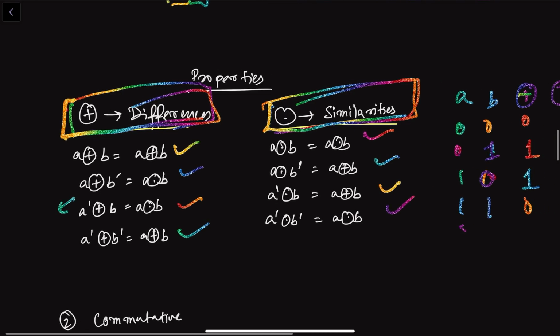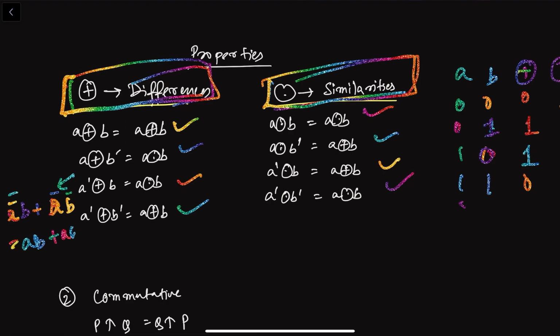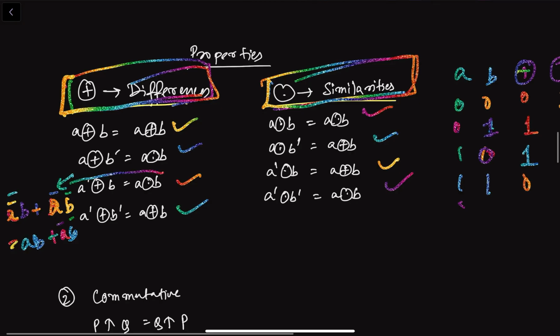Let's see, suppose this one. This we can write as A complement complement and B plus A complement B, plus A complement plus B complement. Now you can see that A complement complement becomes A, and it becomes A B complement. So this is clearly the XOR gate. You can just prove it with the basic operators, and these properties will turn out to be true.